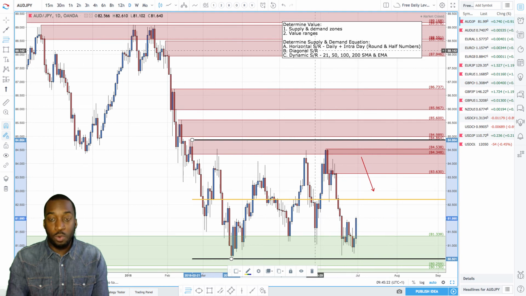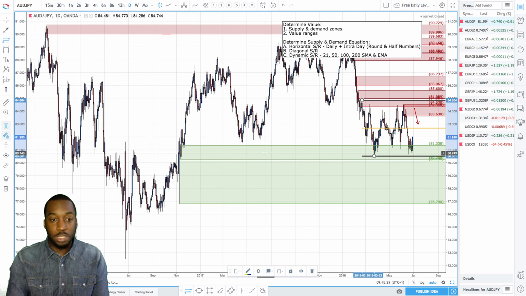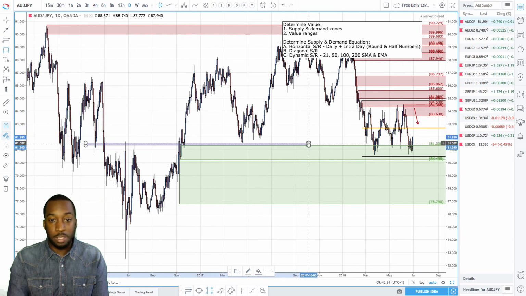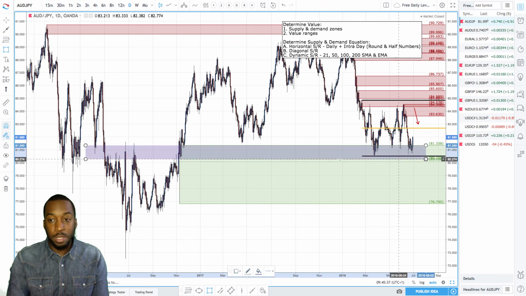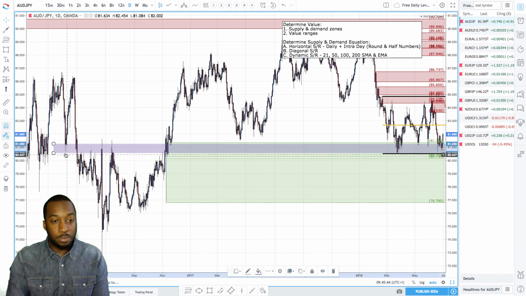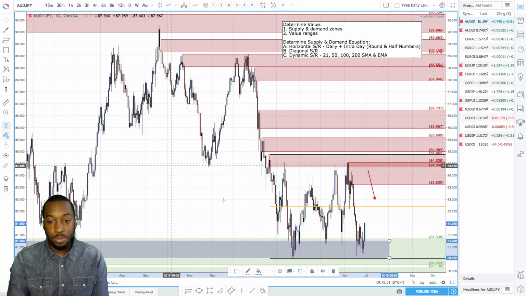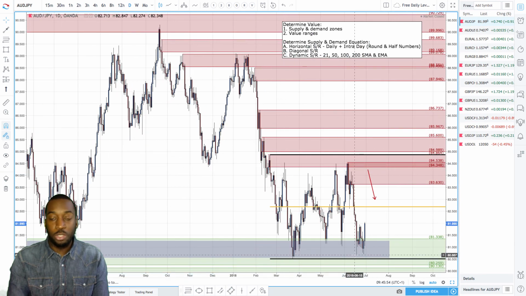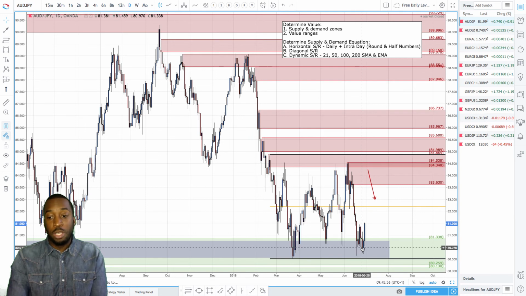Then what I do is I look for any horizontal support and resistance on the daily and also on the intraday. So horizontal support and resistance, we had this area here. You can see that this was once an area of, just move it slightly like that, right? So support, resistance, a bit of resistance and support here. So why do I do that? Because it adds to the supply and demand equation.